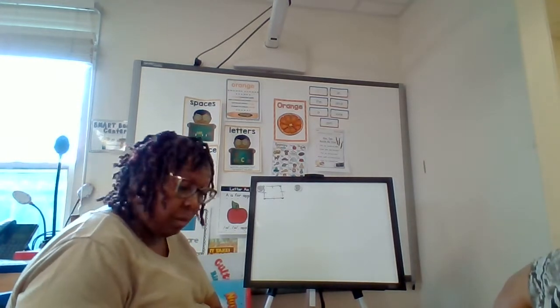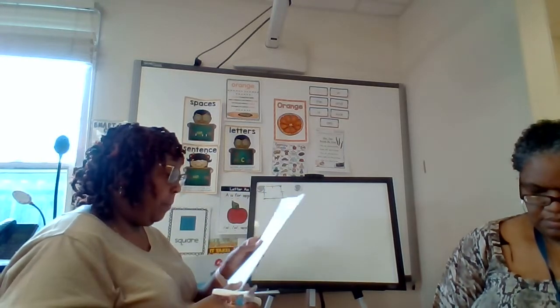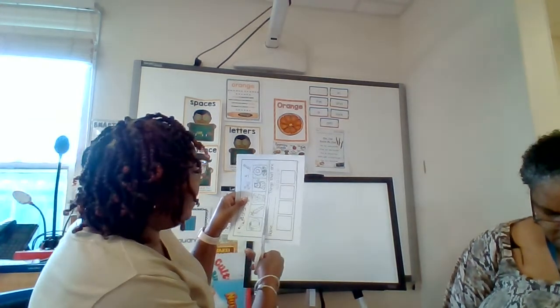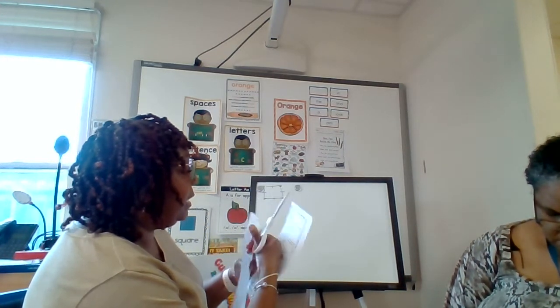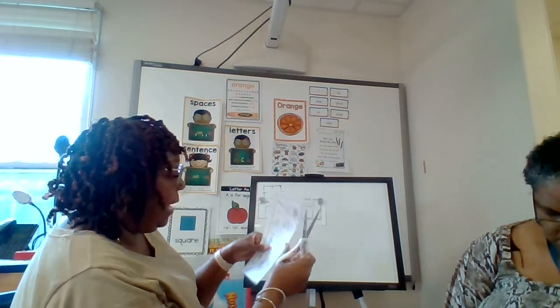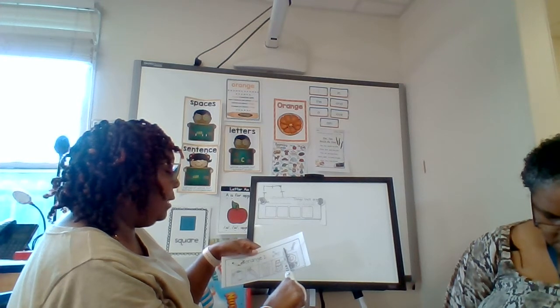Let's take a look at our color. Our color for this week is orange, orange. All right, so we're going to follow the dotted line and cut across the top, all the way across the top, following the dotted line. Okay, now it says color orange and then cut and then glue.